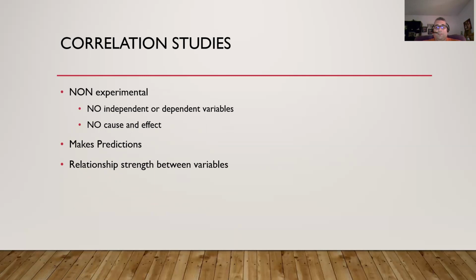Correlation studies are non-experimental. There's no independent or dependent variable, and no cause and effect. They just make predictions, and they give relationships between variables. Is it a strong relationship versus a weak relationship? The interesting thing about correlation studies is that a lot of researchers will use them to lead into experimental studies. They'll say, hey, there's a correlation between this pill and headaches, now let's go do an experimental study.